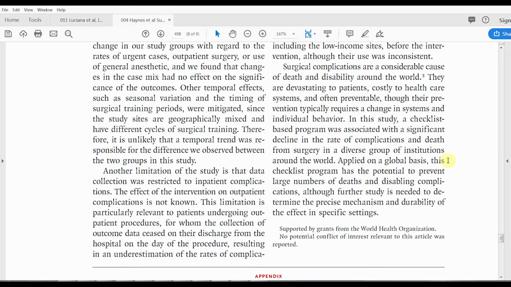Applied on a global basis, this checklist program has the potential to prevent large numbers of deaths and disabling complications, although further study is needed to determine the precise mechanism and durability of the effect in specific settings. That is a stock line, but I don't mean to make it a throwaway line. It is something you will see again and again at the end of a report. It is a look forward. Further study is needed to determine the precise mechanism, durability of the effect.